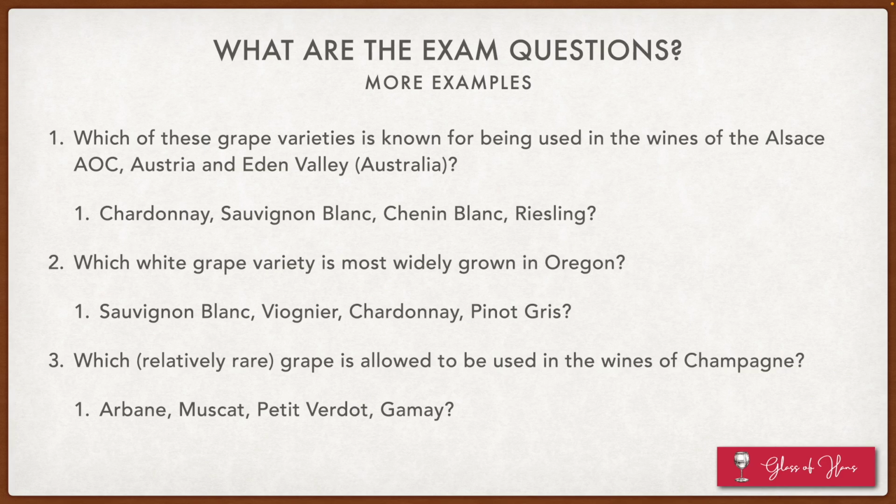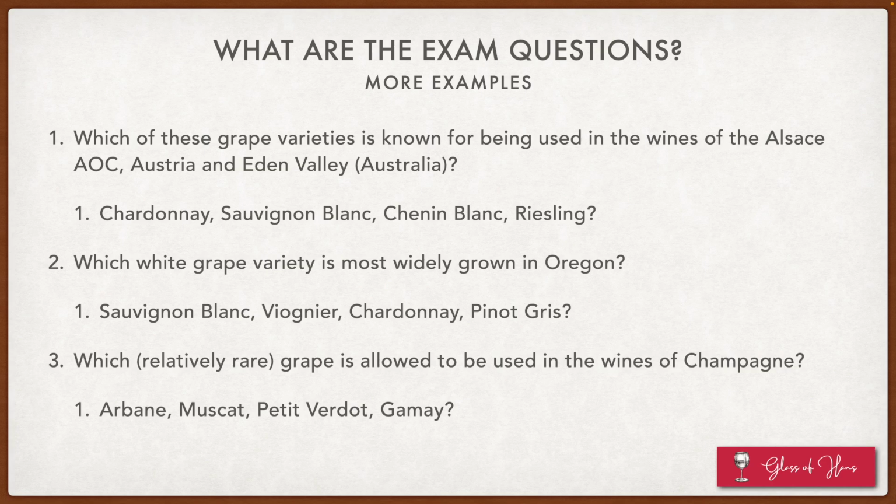For example, which white grape variety is most widely grown in Oregon? Now, when you think of Oregon, you think, oh, wait a minute, don't they produce a lot of Pinot Noir? And then Pinot Noir is found where? Burgundy. And what is the white wine? Burgundy, Chardonnay. So is it going to be Chardonnay? The answer is no. It's Pinot Gris. So there are such tricky questions.